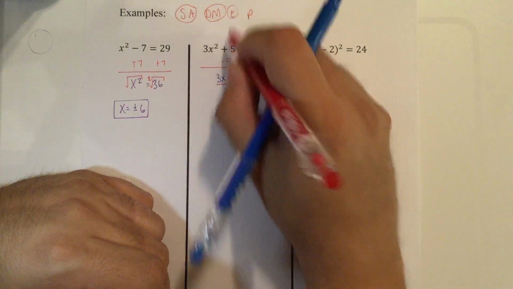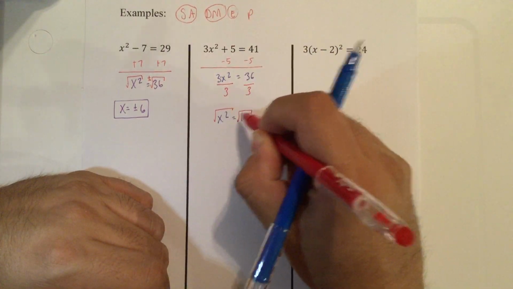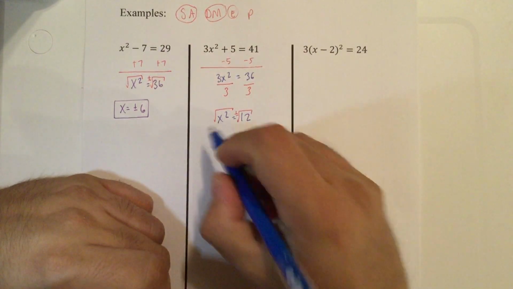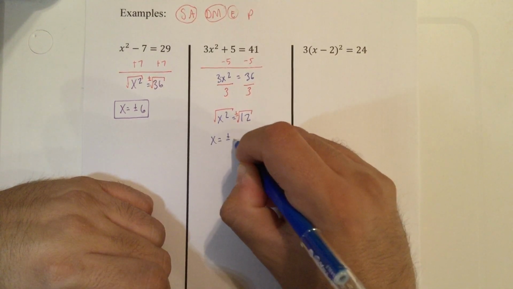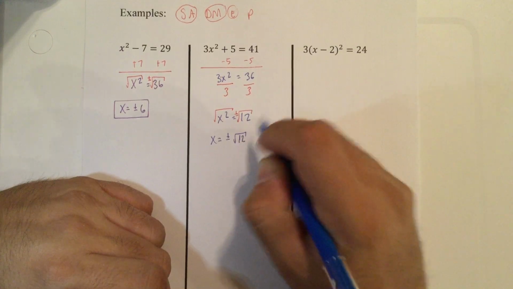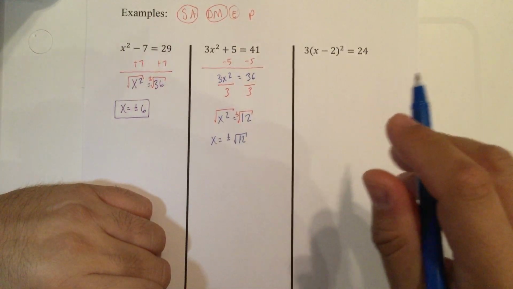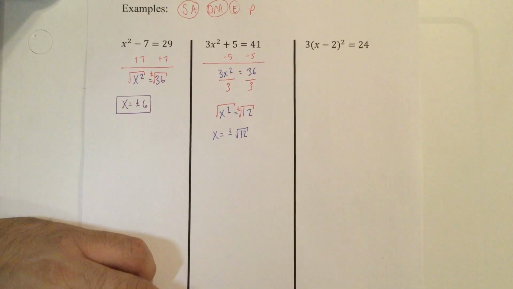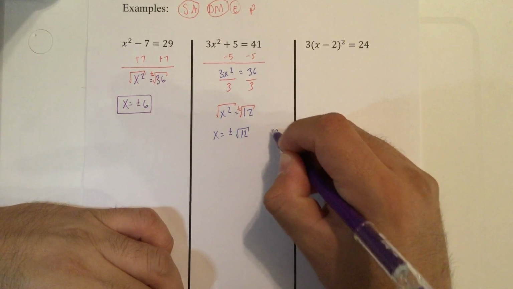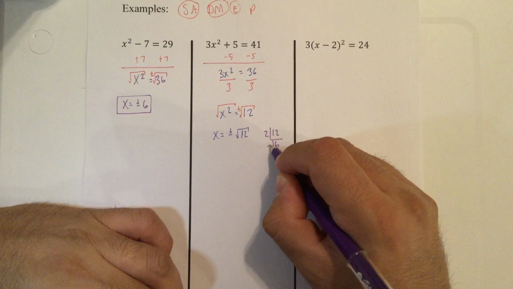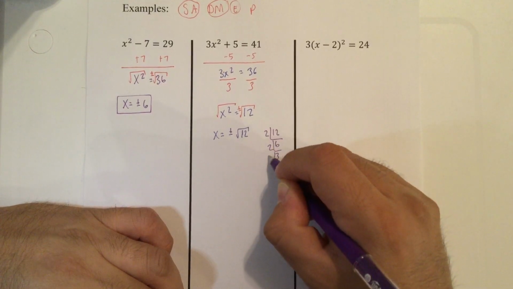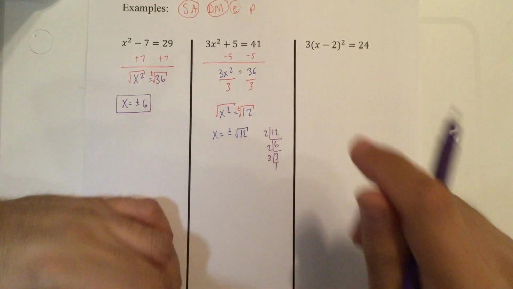Then to get rid of the exponent, we take the square root. Don't forget your plus or minus. So the square root of x squared is x equals plus or minus the square root of 12. But 12, we're going to attempt to simplify that. So we would take 12 upside down. 2 is the smallest prime number that goes into 12 6 times. 2 goes into 6 3 times. And 3 goes into 3 once.